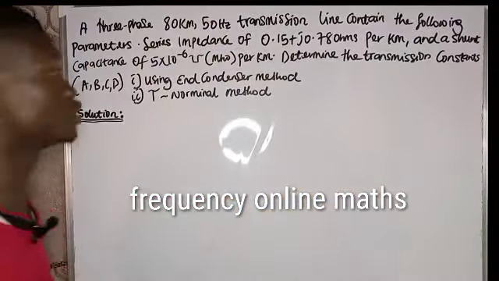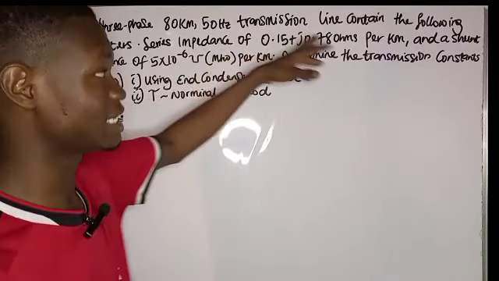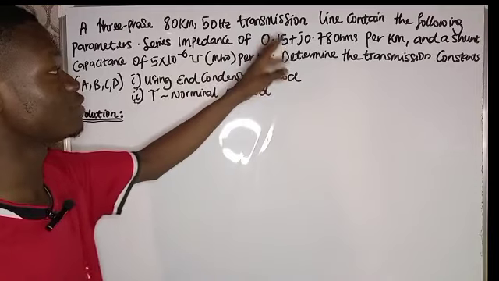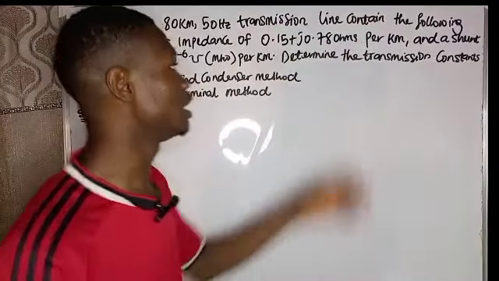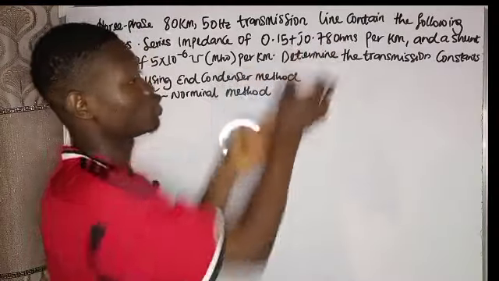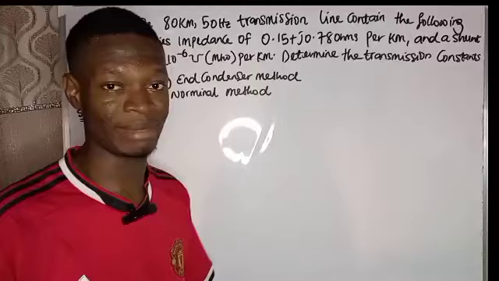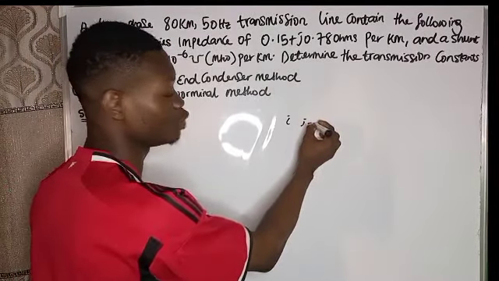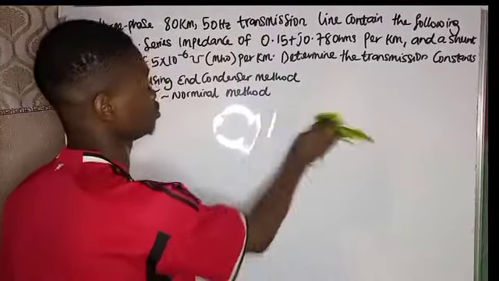Let's solve this question. They said a three-phase 80 km 50 Hz transmission line contains the following parameters. Series impedance of 0.15 plus J 0.78 ohms. This J means what? Complex number. Where this place is the real number, this place is the imaginary. You know, in engineering, we don't call it I, we call it J notation. So let's continue.